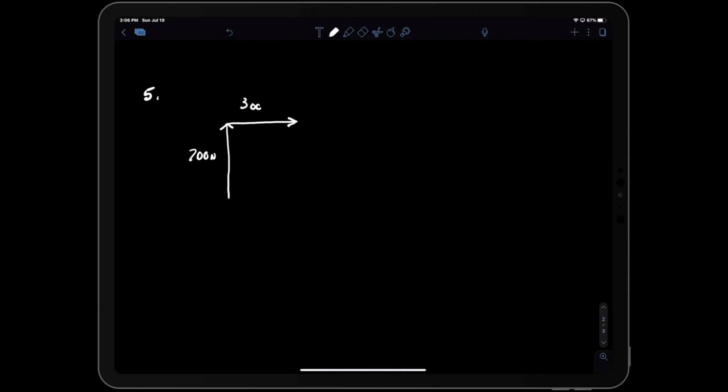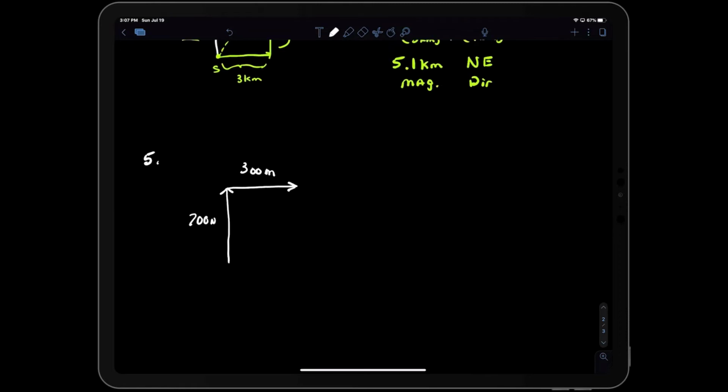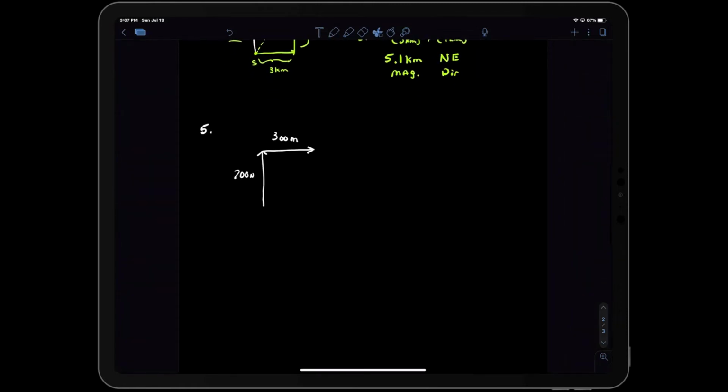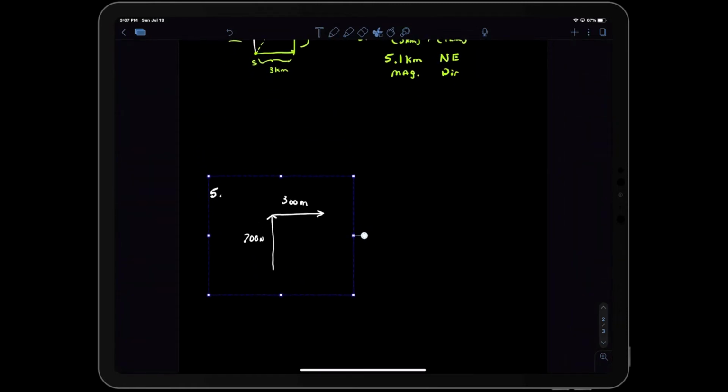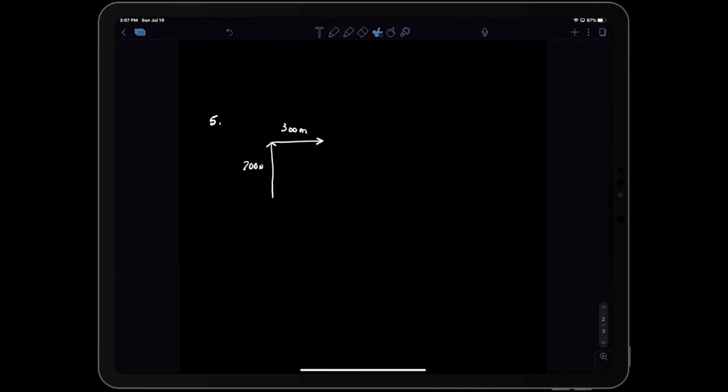So we'll have 300 meters east. And then 400 north. Oh, this is going to be a long one, isn't it? I should have drawn this in a different spot. Okay, we'll make a little more room. So we have 400 more north, so we'll have 400 north right here.